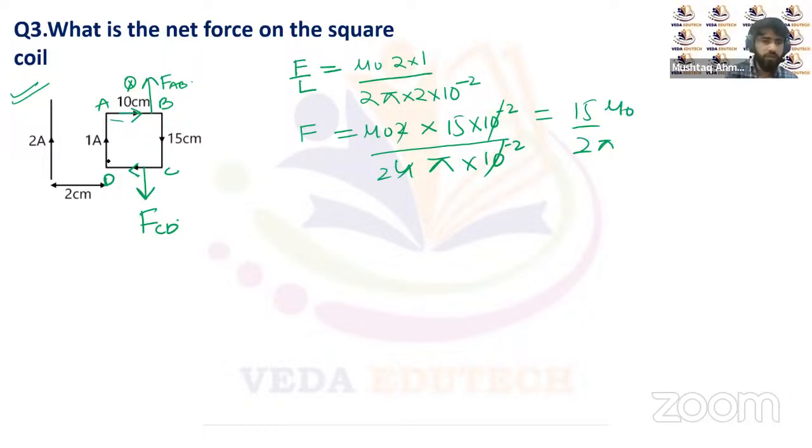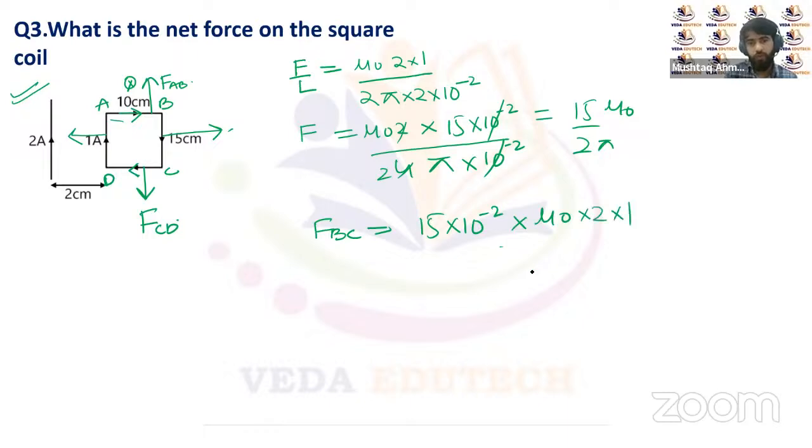Now let's talk about the directions. Since they are parallel currents, the force will be attractive, so it will be along this direction. This one is anti-parallel, so the force will be repulsive, and it will be along this direction. So the force on BC will be the length of BC, that's 15 centimeters, 15 into 10 to the power minus 2, times mu naught I1 I2. The current is 1 ampere, 2 into 1 upon 2 pi d. Now the distance between them: from here to here it is 2 centimeters, and from here to here it's 10 centimeters, so it is 12 centimeters, right? It will be 12 into 10 to the power minus 2.